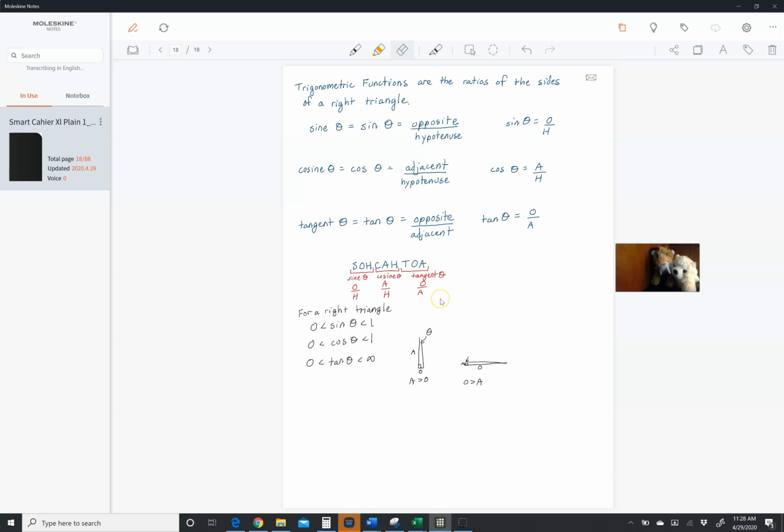This is theta. So O is much bigger than A here, but here A is much bigger than O. And what you'll see is that in a triangle like this, our sine is going to be bigger. It's going to be closer to 1 because O is bigger. If you have 2 over 3, 5 over 6, 7 over 8, these are numbers that are close to 1. So your sine is going to be closer to 1 here, whereas your cosine is going to be closer to 0.